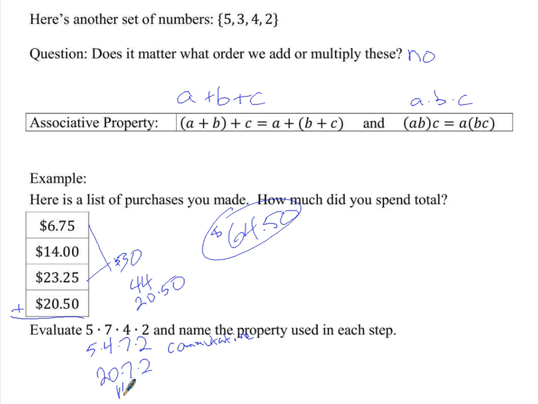So now we have 140 times 2. Is that something we could do easily in our head also? Yeah, what do we get? 280. 280 is the answer. So we really only needed to use one property before we were able to multiply. Use the commutative property to swap places, and then you can just start multiplying.